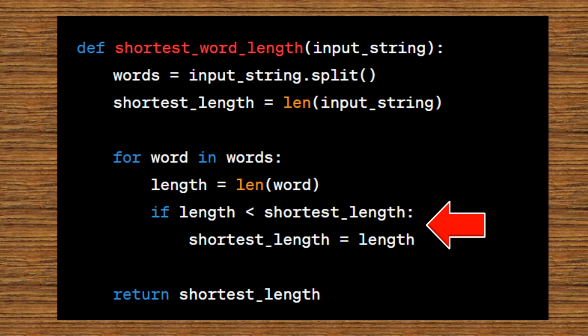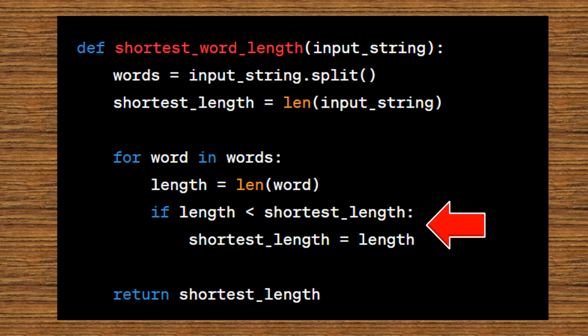Let's consider the word hello as our first comparison. The length of hello is 5, and we compare it with the current shortest_length, 42. Since 5 is smaller than 42, we update shortest_length to be 5. As we progress through the loop, we continue comparing each word's length with the current shortest_length.